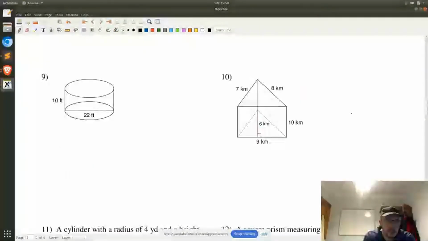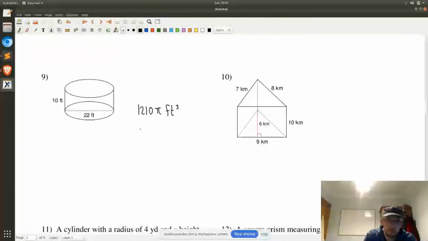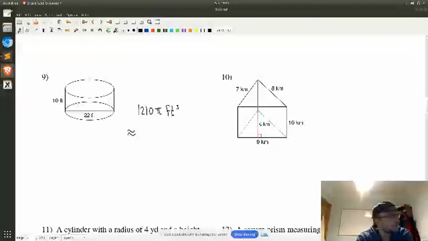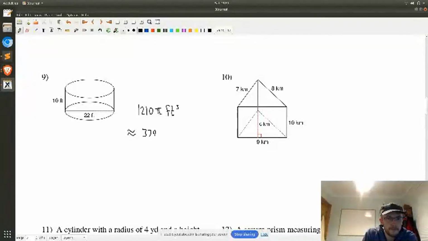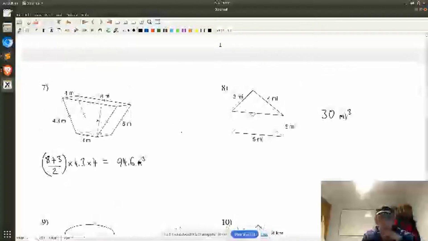The diameter is 22 feet, so the radius is 11. Using pi r squared, so 121 pi, and then times that by 10, so 1,210 pi cubic feet, which we should get to the nearest tenth, 3799.4. Did I do any others in exact form? No, I didn't.